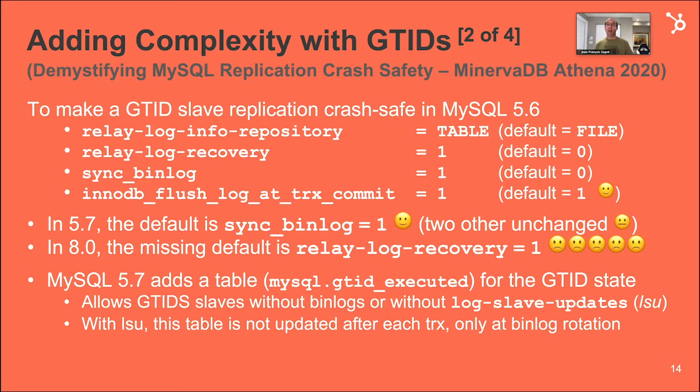So Oracle did that to remove the restriction of having binary logs and log_slave_updates on slaves to be able to use GTID. And that's good because there are situations where you don't need binary logs on the slave. But sadly, this table is updated at every transaction if you don't have binary logs or log_slave_updates. But Oracle decided to update this table only at binary log rotation when you have log_slave_updates. So I don't know why they did that, maybe for performance reasons.